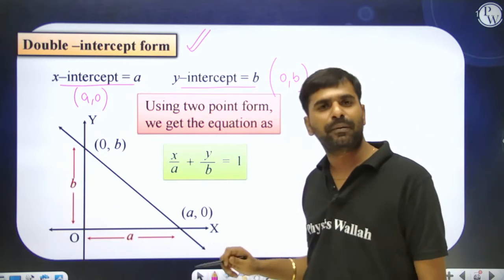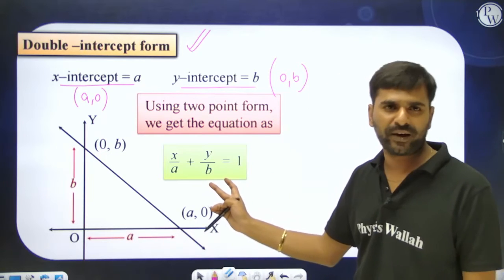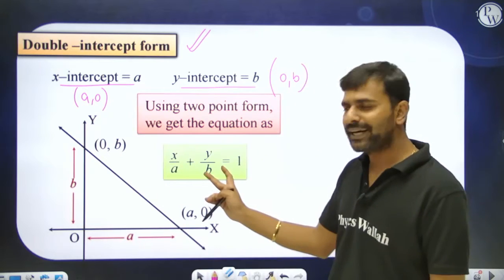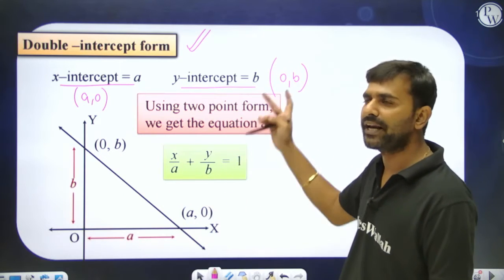X by a plus y by b equal to 0? Look here, if you put y equal to 0, you get x equal to a. That means the line will be passing through a comma 0. If you put x equal to 0, y's value is going to be b. That means your line is passing through 0 comma b.